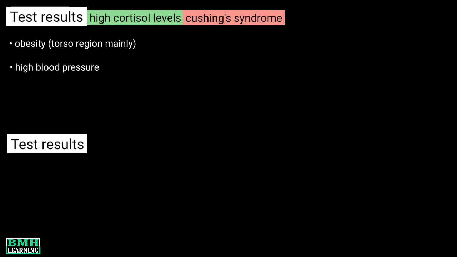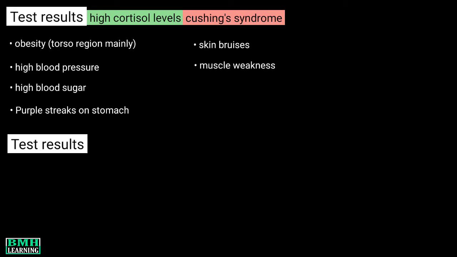You must be having high blood pressure. There would be high blood sugar. You can also observe purple streaks on your stomach. Because of high cortisol, there would be skin bruises. You will feel weakness in your muscles. Apart from this, women may experience irregularity in menstrual periods and excess hairs on their face. So, if these symptoms are there, you must be suffering from Cushing syndrome.